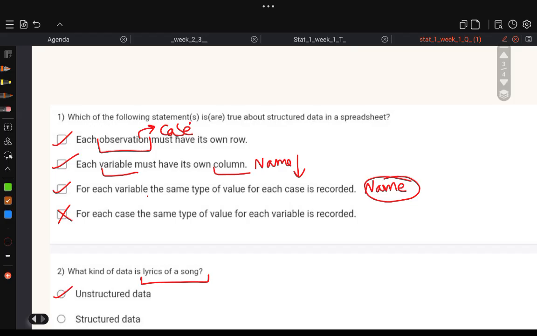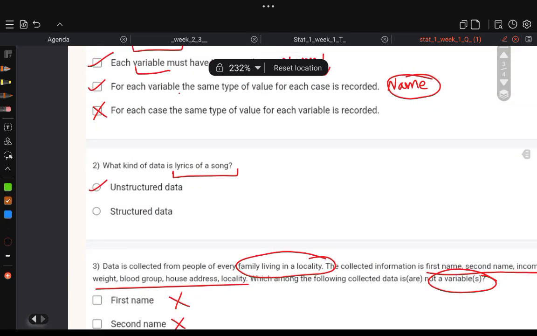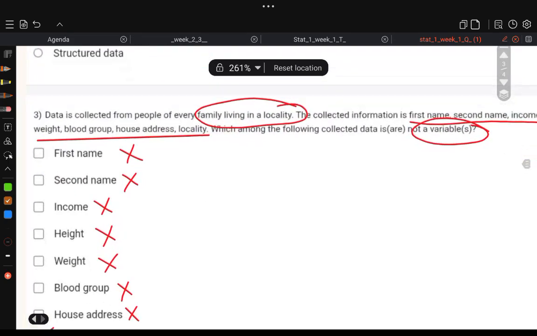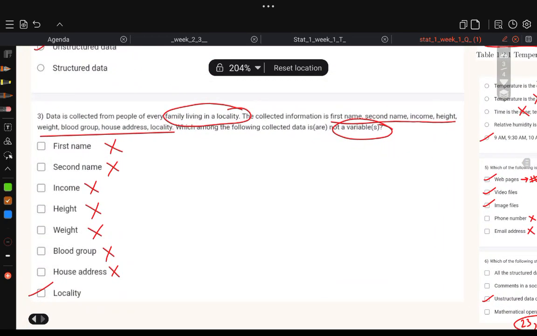See, for each variable, like a variable called name, there are several values like Rima, Sima, Ram, etc. They are the cases. Ram was a case, right? Mohan was a case, right? So for each variable, there are several cases that are recorded. So it is correct. So the last one will be indirectly incorrect as the first one is correct. The data of song lyrics is unstructured. Okay. See, the data collected from several people of every family in a locality, the collected information is first name, second name, income, height, etc.